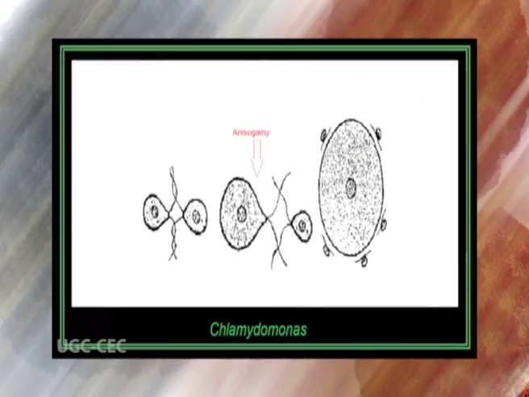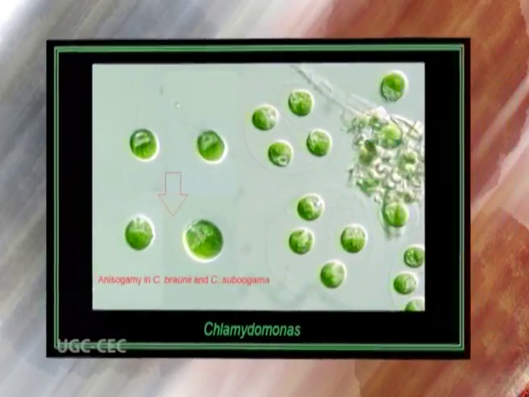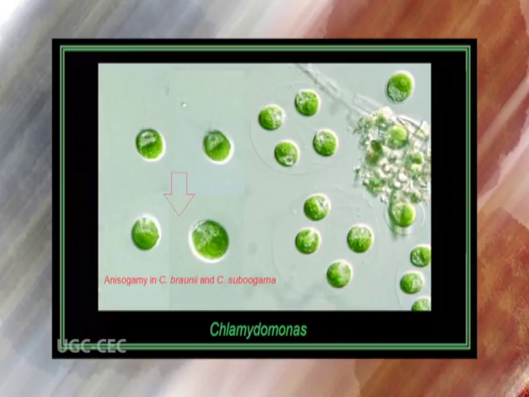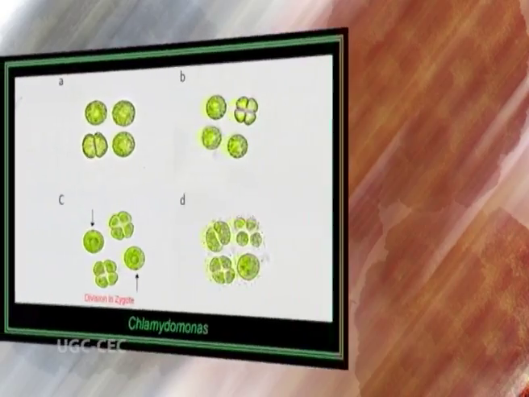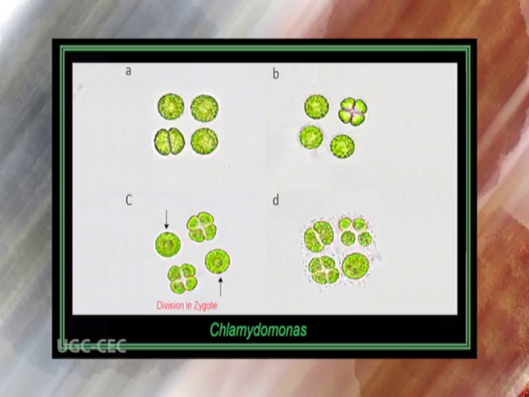Now, anisogamy. In anisogamous reproduction, the gametes are unequal in size but have the same shape. The female gametes or macrogametes are larger. For example, in Chlamydomonas braunii and Chlamydomonas suboogama. The macrogametes are formed in the female gametangium, in which the protoplast divides to make 2 to 4 gametes only. The microgametes are formed in the male gametangium, where the protoplast divides to make 8 to 16 gametes.